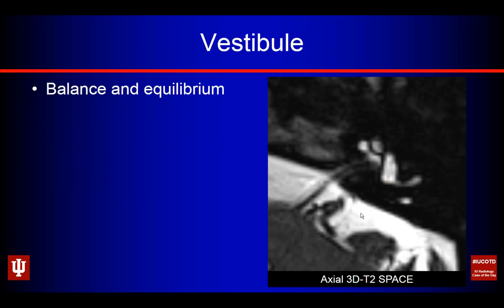Next is the vestibule. This is an organ that's used for detecting and interpreting balance and equilibrium. And so here it is in yellow. You can see it in this axial plane in yellow. And it contains two otolithic organs.